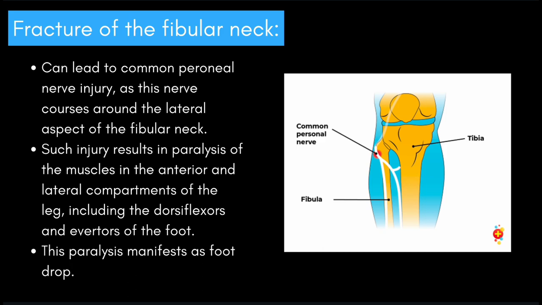next I'd like to talk about the fracture of the fibular neck. Fracture of the fibular neck can lead to common peroneal nerve injury as this nerve courses around the lateral aspect of the fibular neck. Such injury results in paralysis of the muscles in the anterior and lateral compartments of the leg, including the dorsiflexors and everters of the foot. This paralysis manifests as foot drop. So a good key word to recognize here is foot drop. Every time you see that, think about fracture of the fibular neck. You see that a lot on NBME style questions.